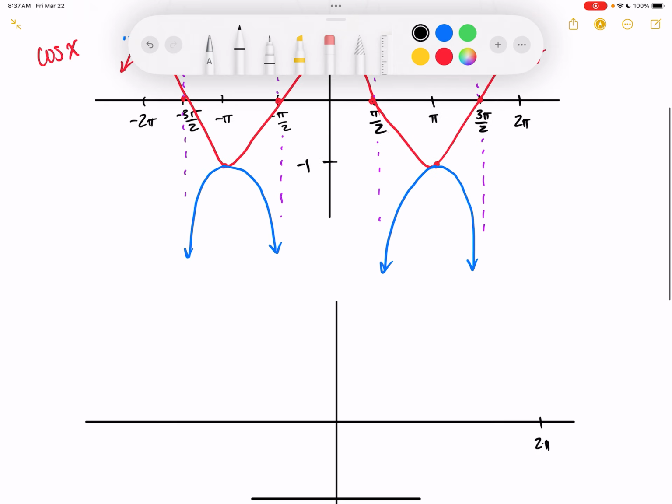Yep, so I'm going to draw the sine function first. And again, we need the amplitude values on here.